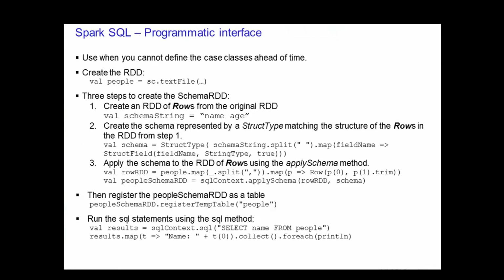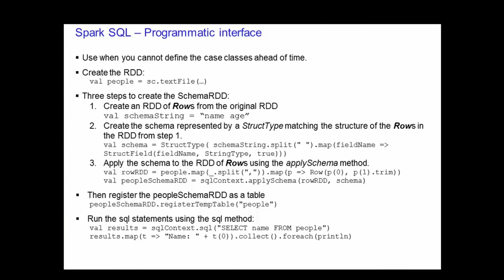The programmatic interface is used when you cannot define the case classes ahead of time. For example, when the structure of records is encoded in a string or a text dataset will be parsed and the fields will be projected differently for different users. A schema RDD is created with three steps. The first is to create an RDD of rows from the original RDD. In the example, we create a schema string of name and age.